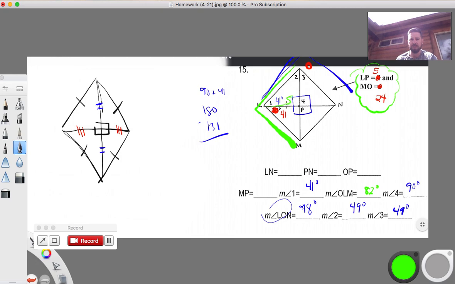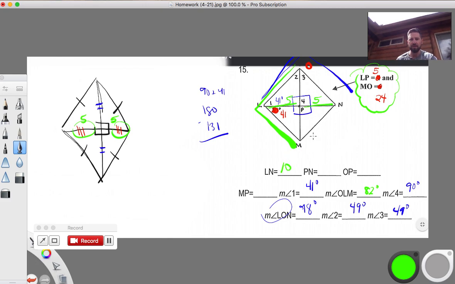And from here to here is 5. Well, we know from here to here is also 5, because these two pieces, like I said, are congruent. If this is 5, this is 5, right? What are they asking for from L to N? Well, from L all the way to N is just going to be 5 plus 5 is 10.